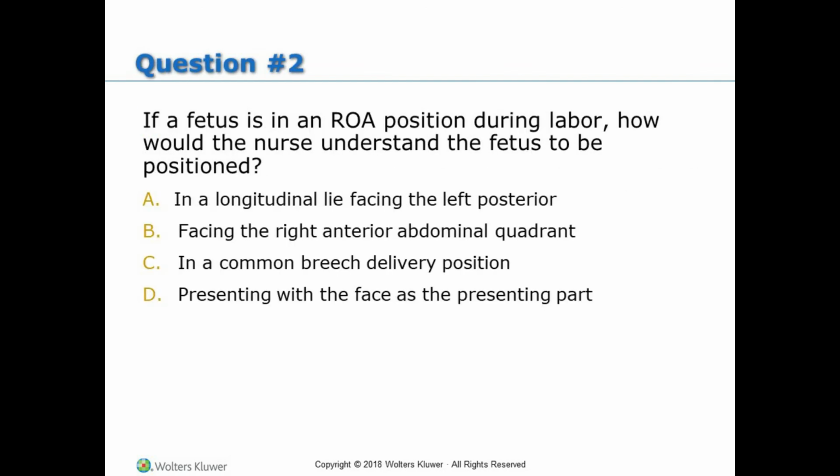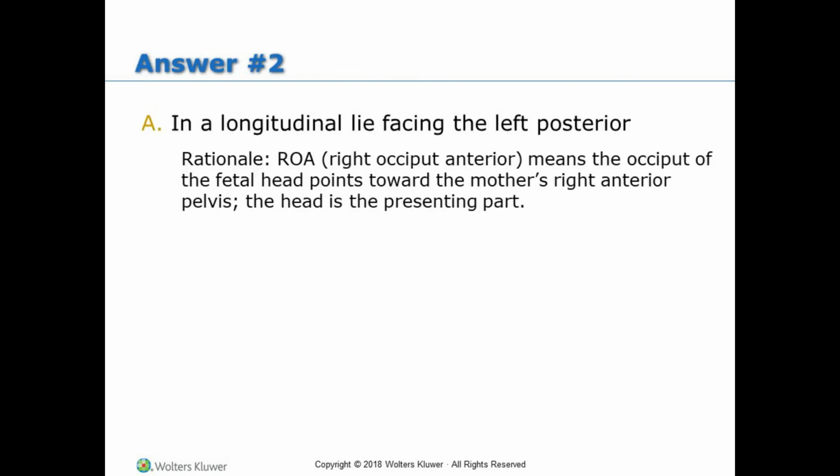Question: if a fetus is in an ROA position during labor, how would the nurse understand the fetus to be positioned? A, in a longitudinal lie facing the left posterior. B, facing the right anterior abdominal quadrant. C, in a common breech delivery position. D, presenting with the face as the presenting part. Answer A. Rationale: ROA, right occiput anterior, means the occiput of the fetal head points toward the mother's right anterior pelvis, and the head is the presenting part.